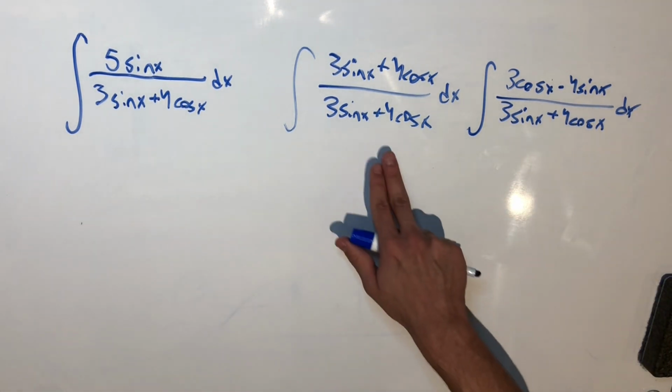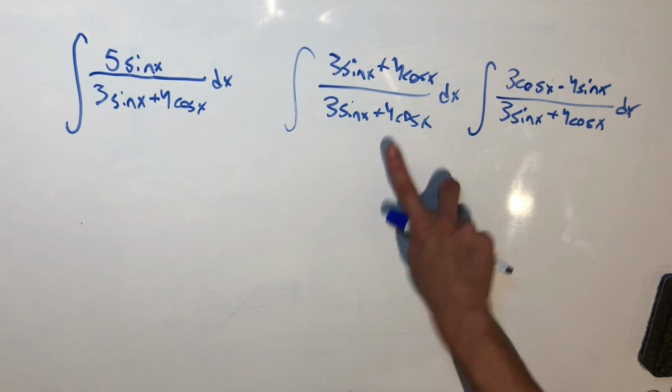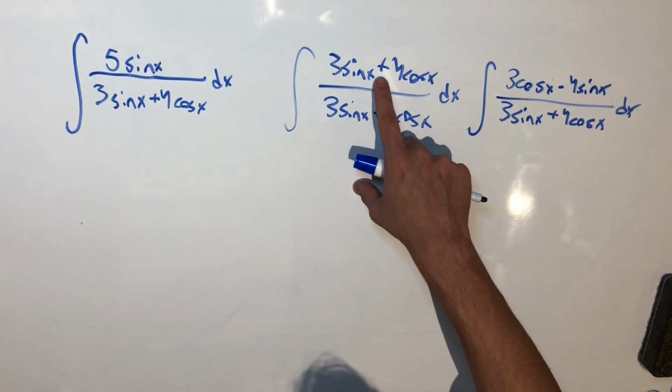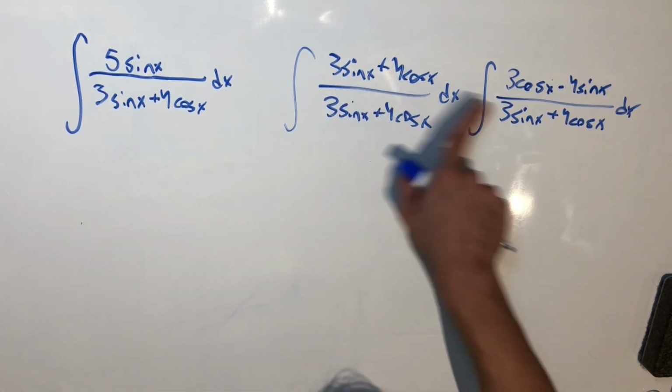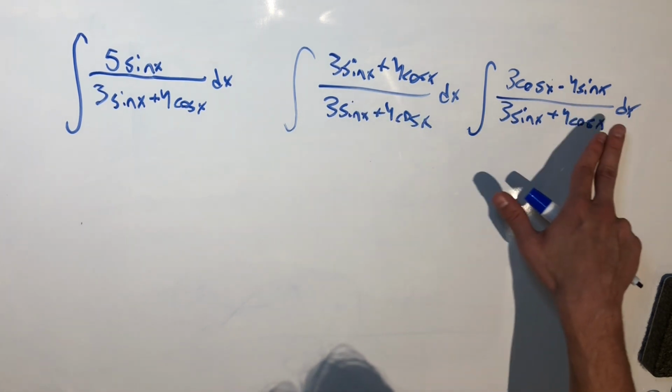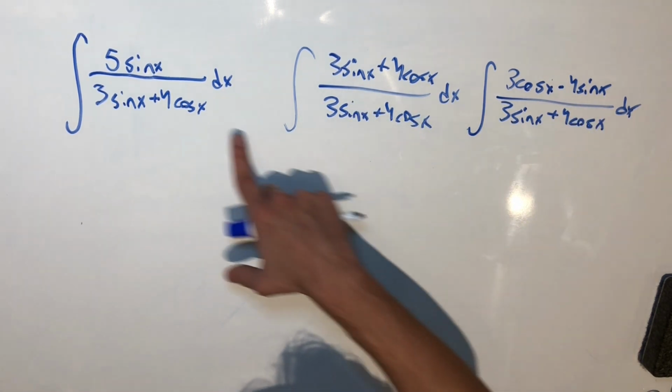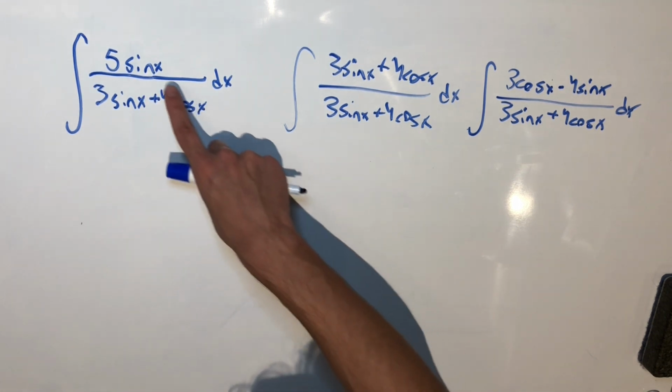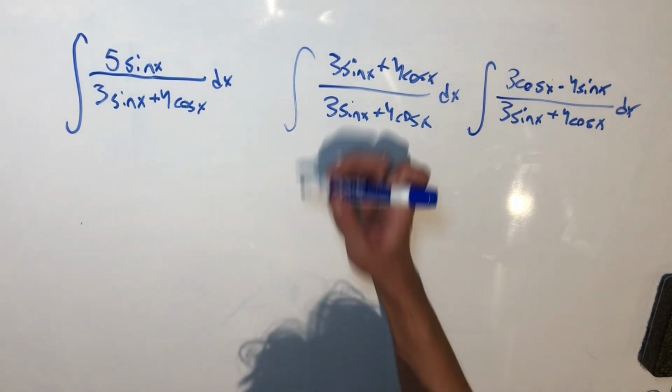So what if we could write these two integrals, if we added these together with some constant multiple of this and some constant multiple of this, such that the numerators had their cosine terms cancel out and have the coefficient of sine be equal to 5? Then we just end up with this integral. So let's see if we can get that to work.